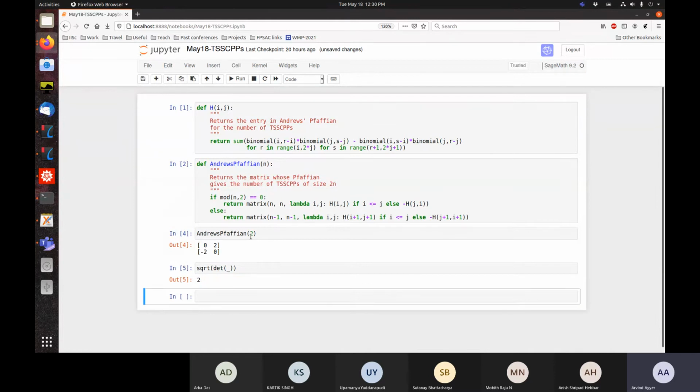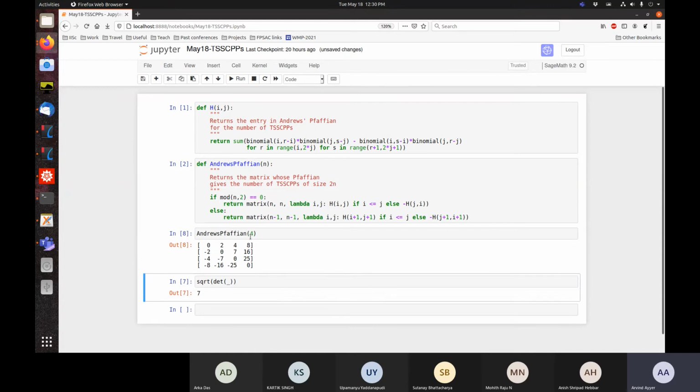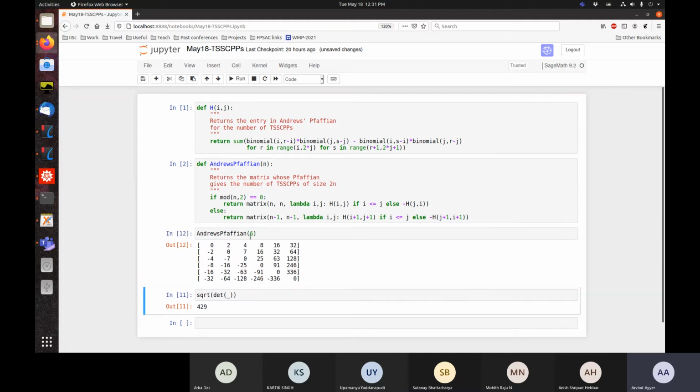I take the square root of the determinant. If I take 3, then again it's a 2 by 2 matrix. Again it's 7. So the first non-trivial case is 4, and we should get 42 over here. And we do. Next is 429, again a 4 by 4 matrix, and that works. I can do one more. So now it's a 6 by 6 matrix.